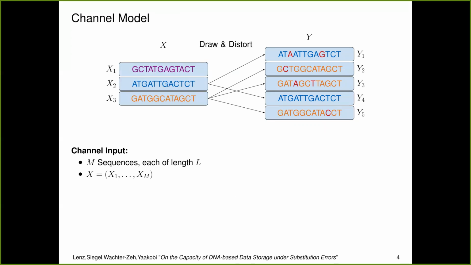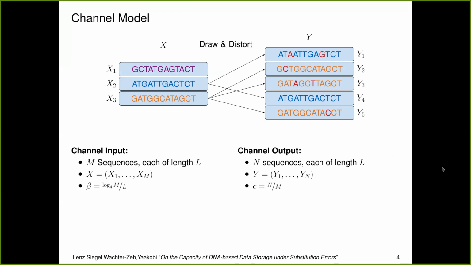So what is the channel input? We have M sequences, in this case 3, each of length L. If we stack all of them together, we obtain the matrix X. We have a parameter beta, which controls the density of the system. On the other hand, we have the channel output, N sequences, each of length L. Here we have 5 sequences, which we store in the overall output matrix Y. And we have another parameter C, which controls the number of output sequences that we read per input sequence, which would be 5/3 here, because we read every input sequence 5/3 times on average.